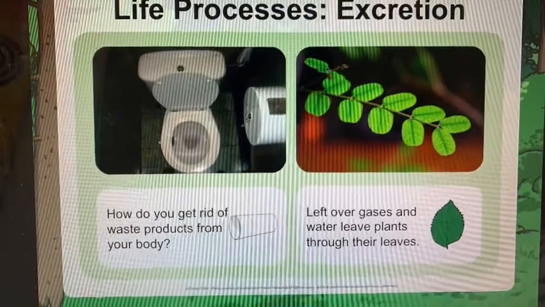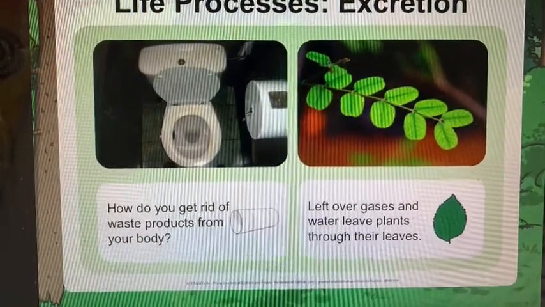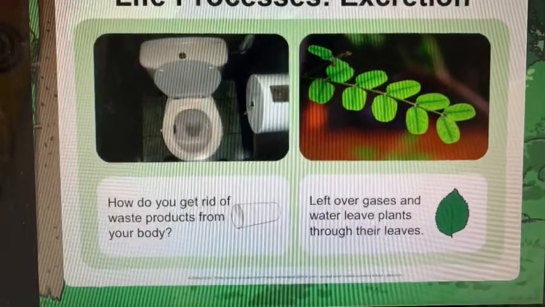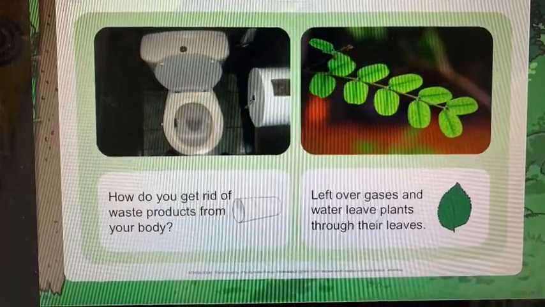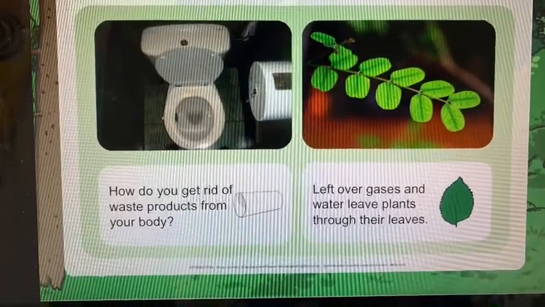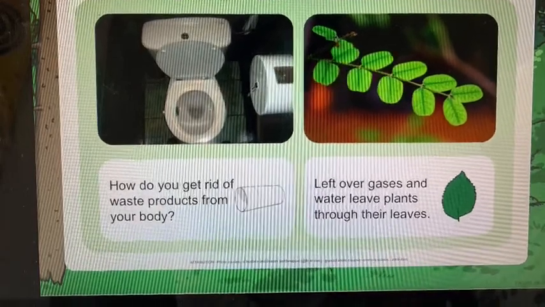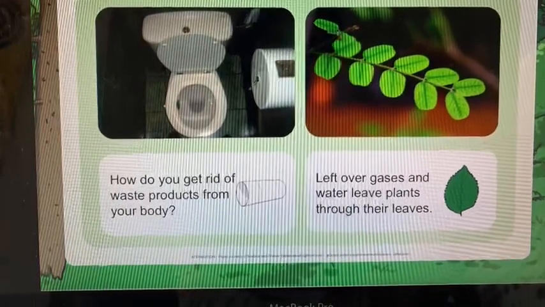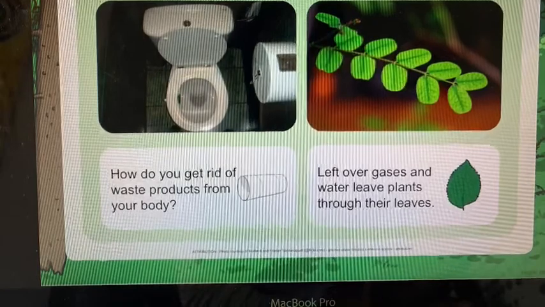So I've got a question here for you. How do you get rid of waste products from your body? There's a clue if you look at the picture. And leftover gases and water leave plants through their leaves. So there's a way that plants also get rid of gas and water.